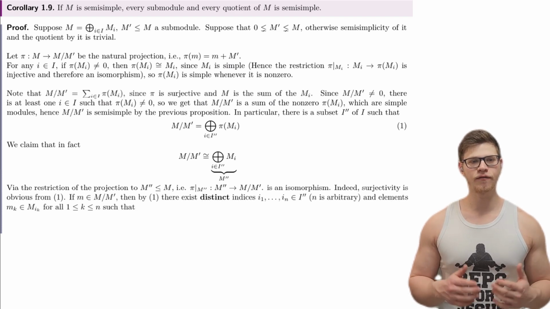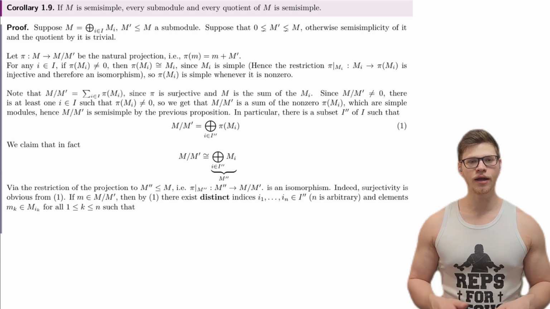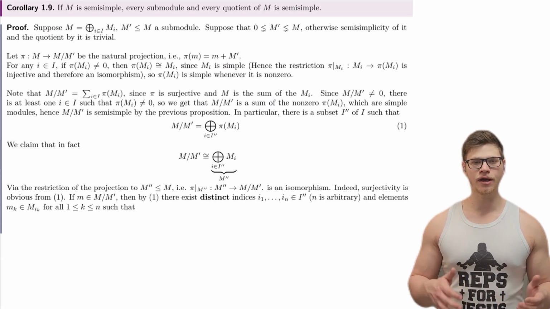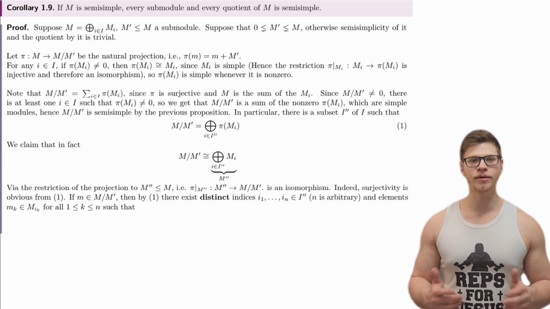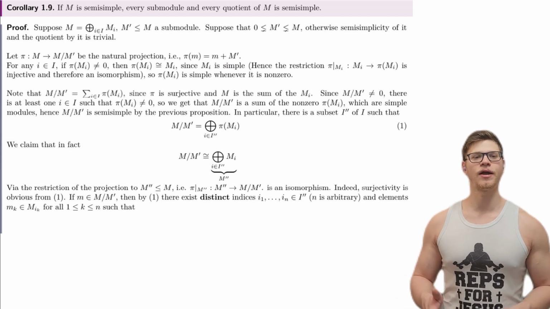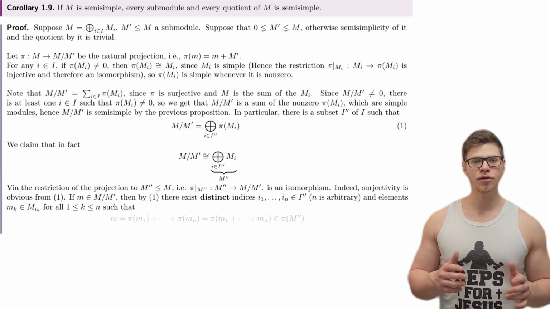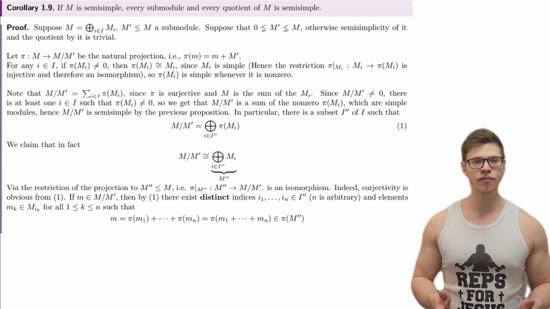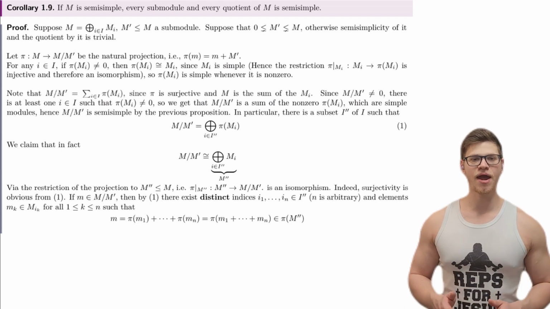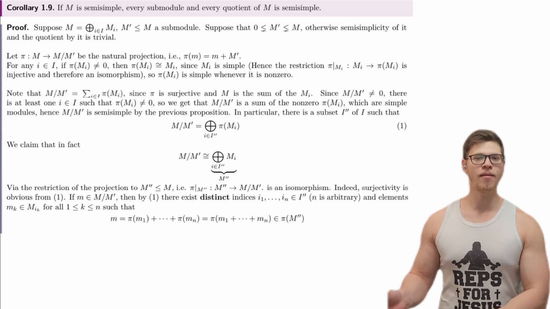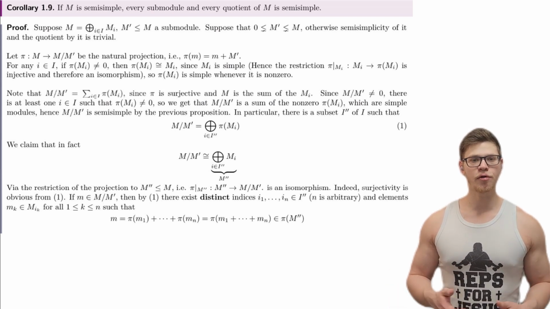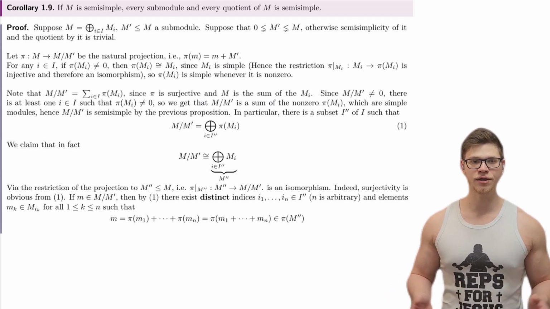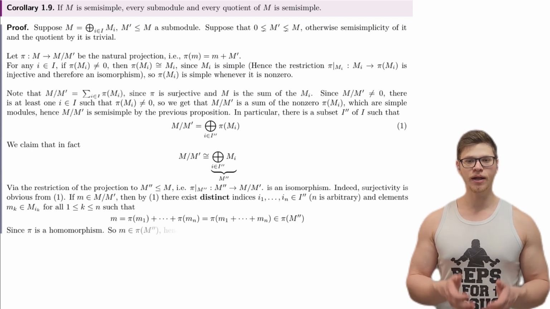If m is an element of M mod M', then by equation 1 there exist distinct indices i₁ up to iₙ in I'', where n is some arbitrary natural number, and elements mₖ of the simple modules indexed by these i₁ up to iₙ, such that m is equal to the sum π(m₁) up to π(mₙ), which of course by π being a homomorphism is equal to π of the sum m₁ up to mₙ. But m₁ plus ... plus mₙ is an element of M''. So m is an image of M'' under π, since it is equal to this expression. Hence π restricted to M'' is surjective.